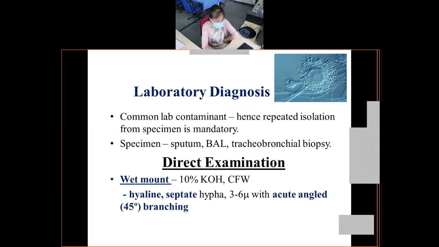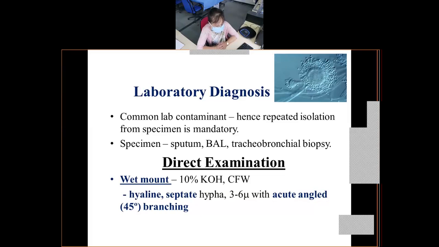So for diagnosis, you have to remember that this is a lab contaminant, which means it is present everywhere in the environment. So with a single isolation of the fungus from a sample, you have to be very cautious in reporting, because it might be a lab contaminant. So it is important that if you have isolated this fungus, you have to re-isolate it, to have repeat isolation of the fungus to rule it in as a pathogen.